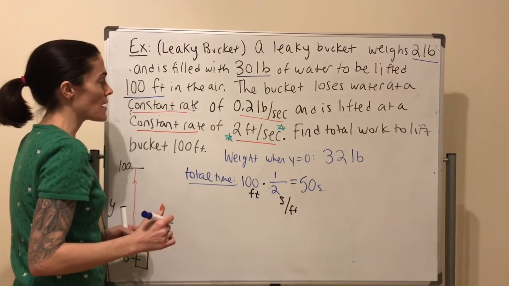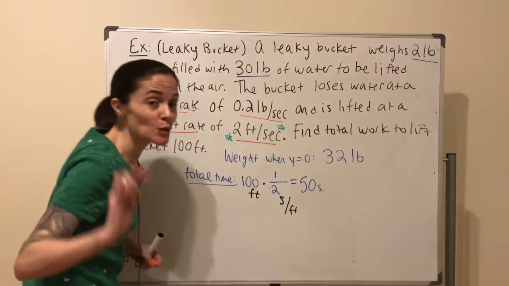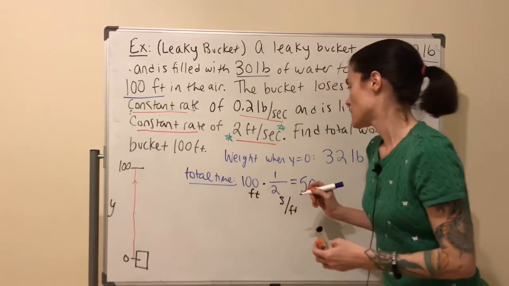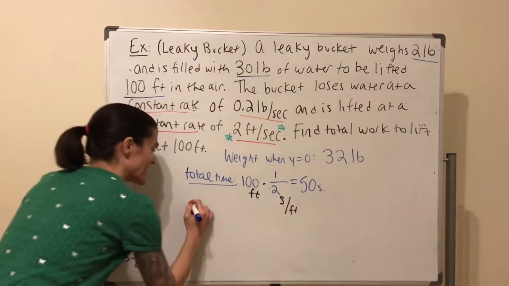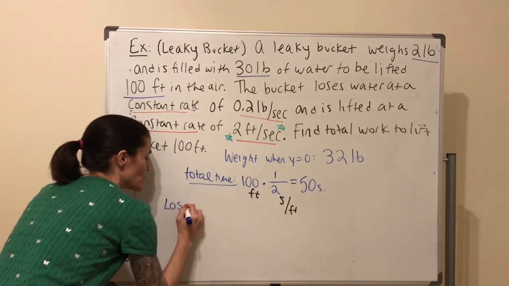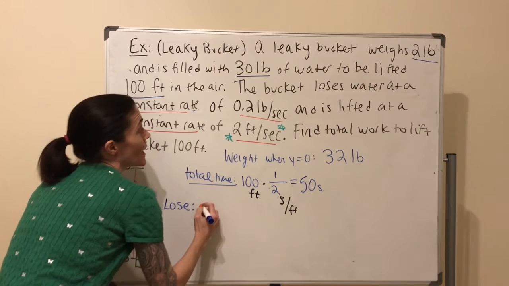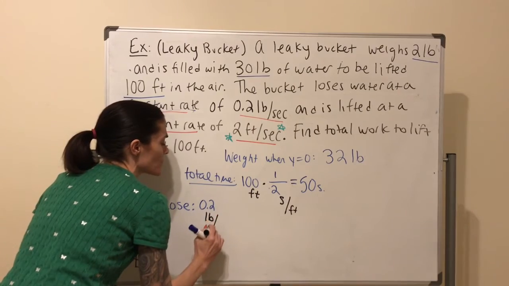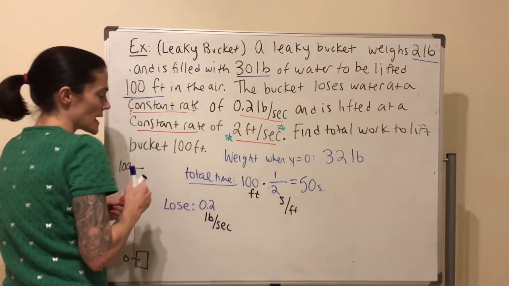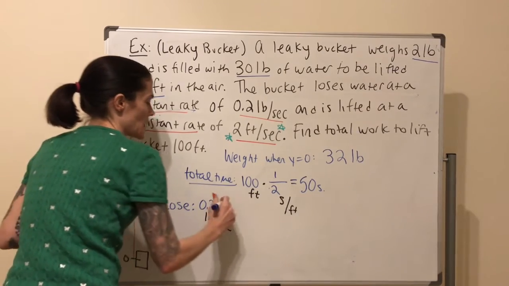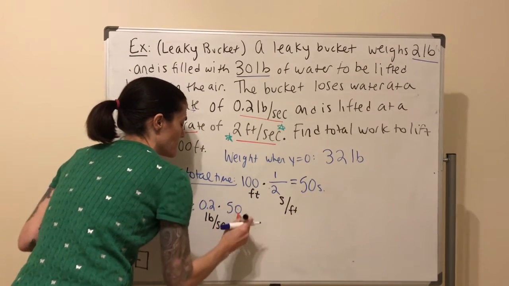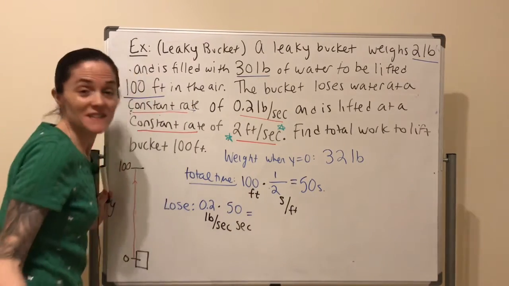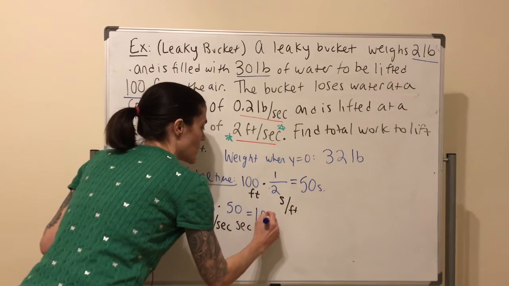And now I can figure out how many pounds I lose just by multiplying here. So now I lose, maybe I'll put it below. Okay. I was trying to decide where to write it. I lose, well, 0.2 pounds every second. And I have calculated, it takes me 50 seconds to get to the top. So now you see I have lost a total of 50 times 0.2 or 10 pounds.